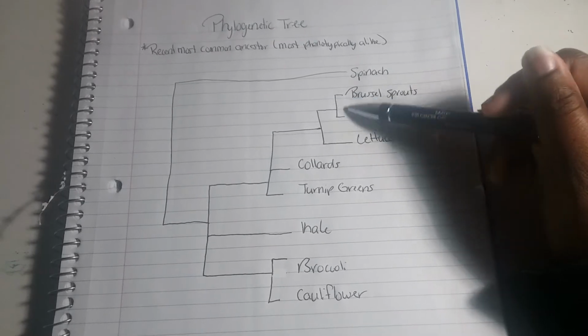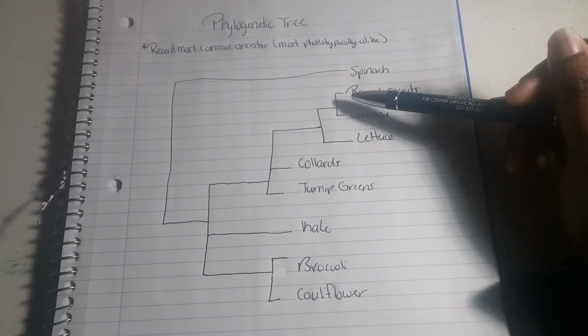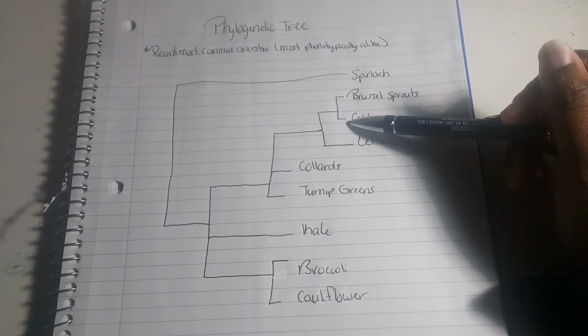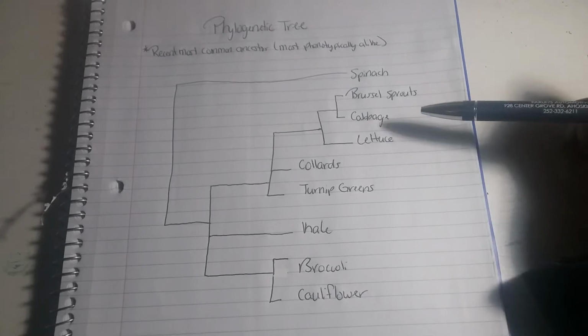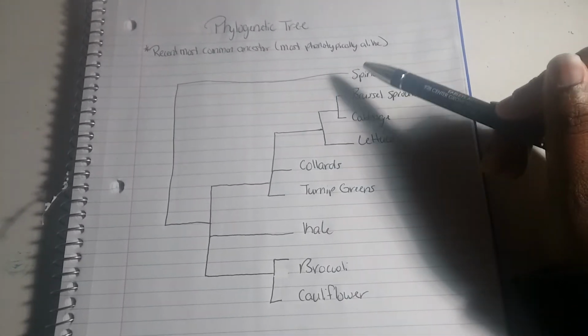This spot right here is known as a node, and that's just basically a representation of the most common ancestor before the splitting occurred. And so the shorter these lines are, the more closely related they are.